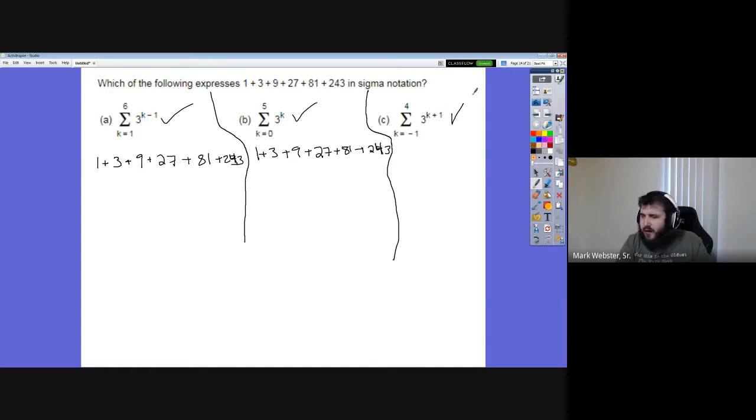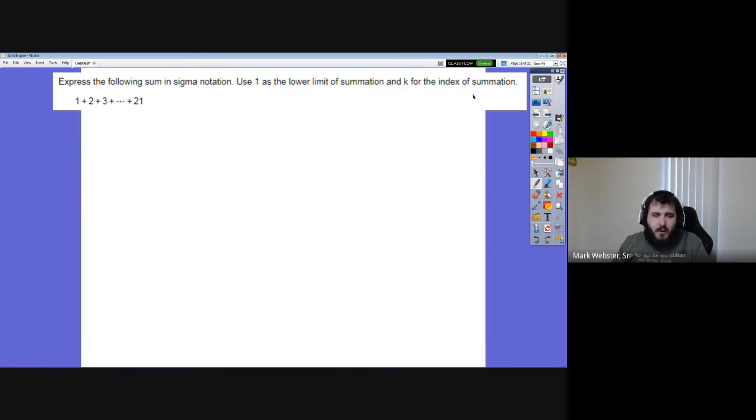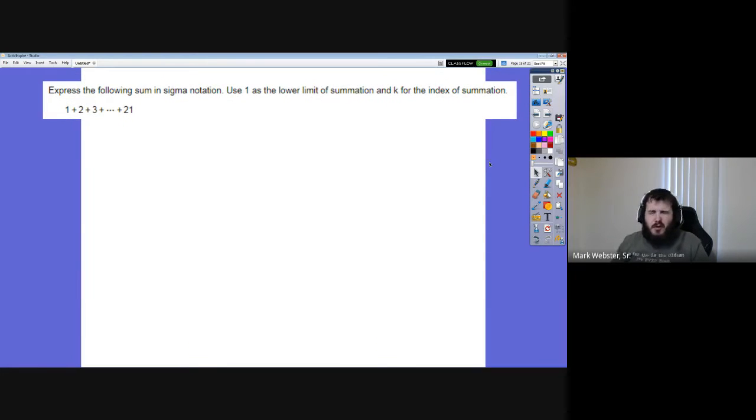So let's move on. Let's do more examples, get a feel for what's happening here. Now here, I'm not even giving you possibilities. We're going to actually try and do this ourselves, right? So let's think about this. We want to rewrite this in a way that indexes these numbers, and they tell us already use 1 as the lower limit of summation. So k equals 1. It doesn't matter.